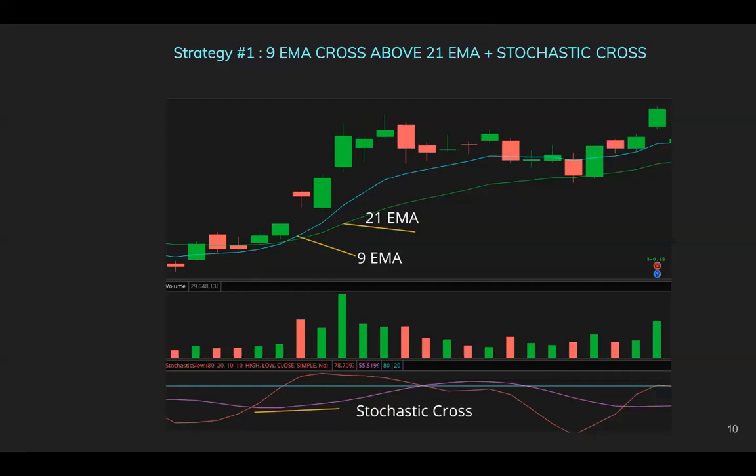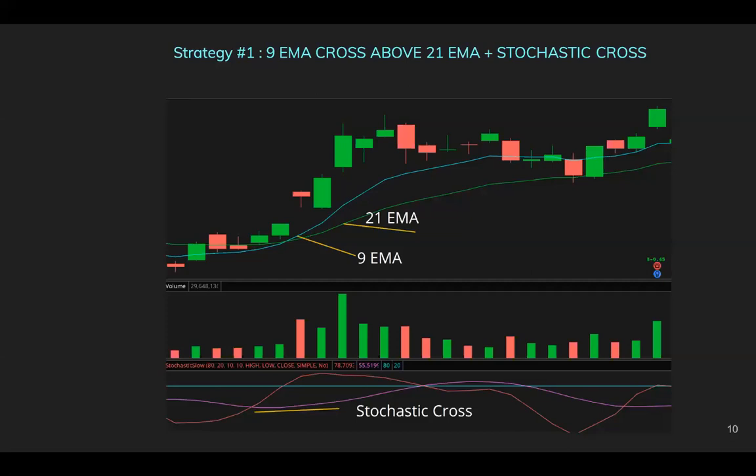Now, the reason why I use the crossovers is you have to wait for the lower EMA to cross above the higher EMA. So in this case, if you're using a 4 and 8, you want to wait for the 4 EMA to cross the 8, right? You can use 10 and 20, doesn't matter, right?